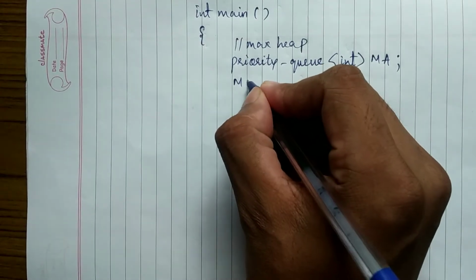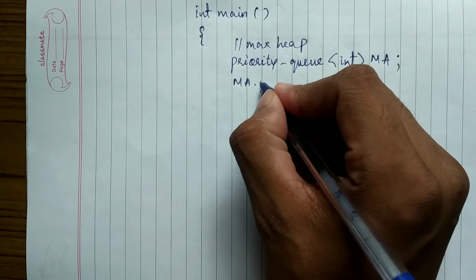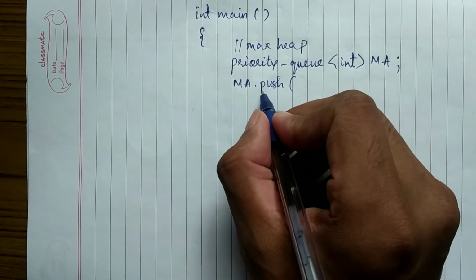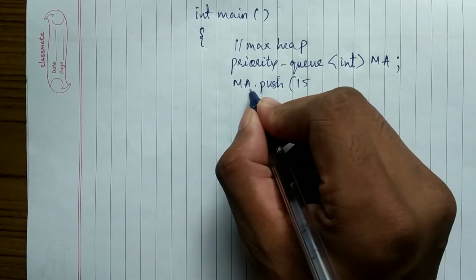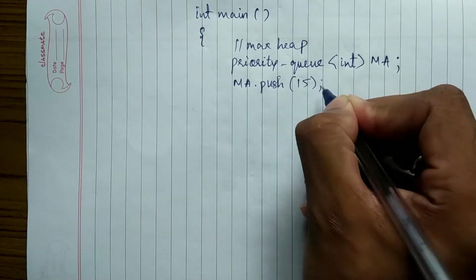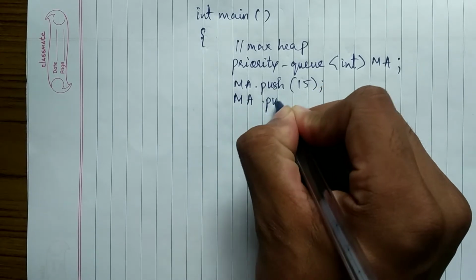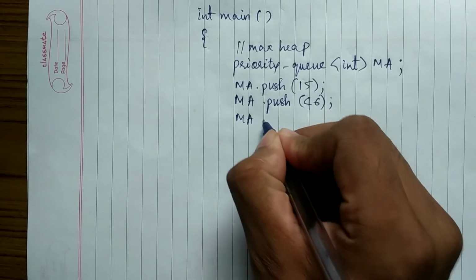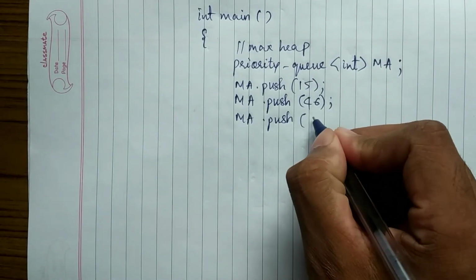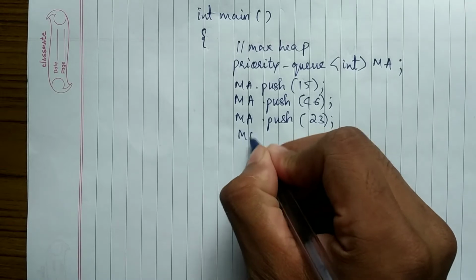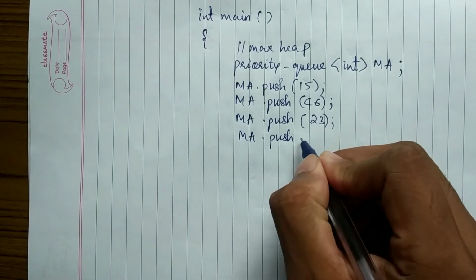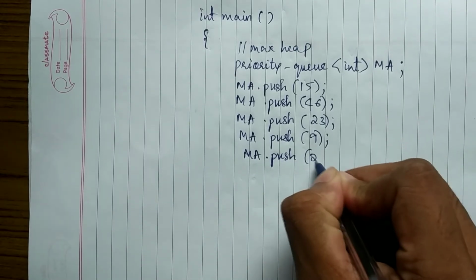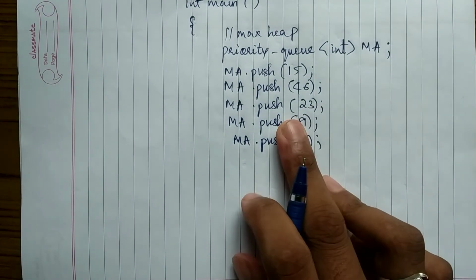So let's insert some elements in this queue in any order. So we know that to insert we use the push function. So ma.push of 15, and let's insert some elements in some random order. 46, then let's push 23, then let's push 9, after that let's push 2. So here we are inserting elements in any order.